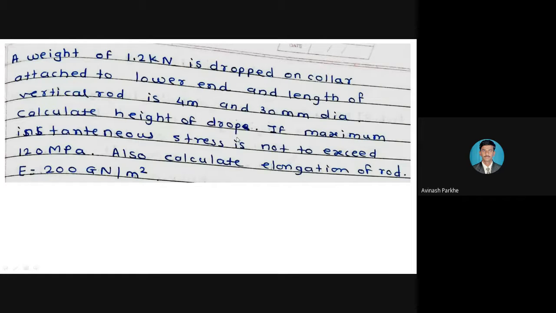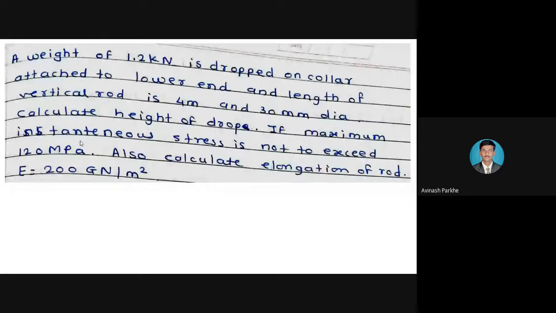Whatever the 1.2 kilonewton load is, if it is dropped on the collar, elongation of the rod or collar takes place. But the certain height is not mentioned in the statement. That 1.2 kilonewton load is dropped from a certain height, and that height we have to calculate. In the given data, the length of the rod, diameter of the rod, and maximum instantaneous stress are given. That means due to that 1.2 kilonewton load, whatever maximum stress is developed is also given in the statement. In the previous numerical, we calculated the stress induced in that particular rod.